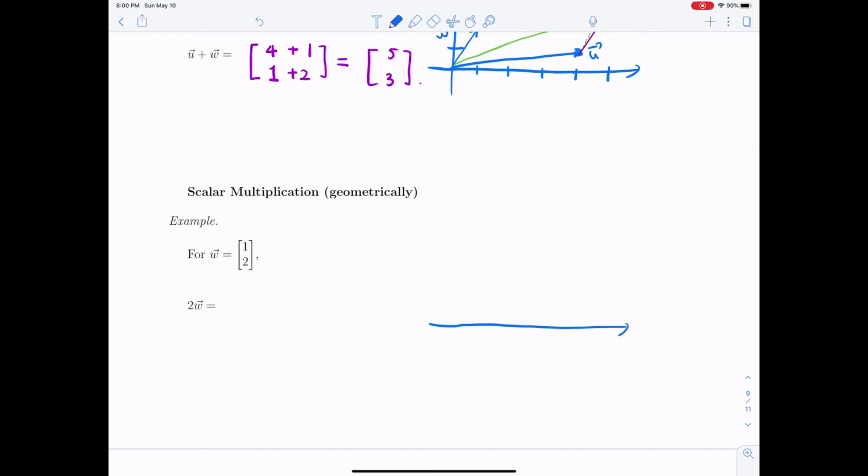And scalar multiplication is simply the scaling of the given vector. Suppose that you have the vector w given by 1, 2, the arrow from the origin that ends at 1, 2. Then 2w corresponds to a vector twice as big as the given vector w. The endpoint of this one should be 2, 4. So we can write 2w as 2, 4.